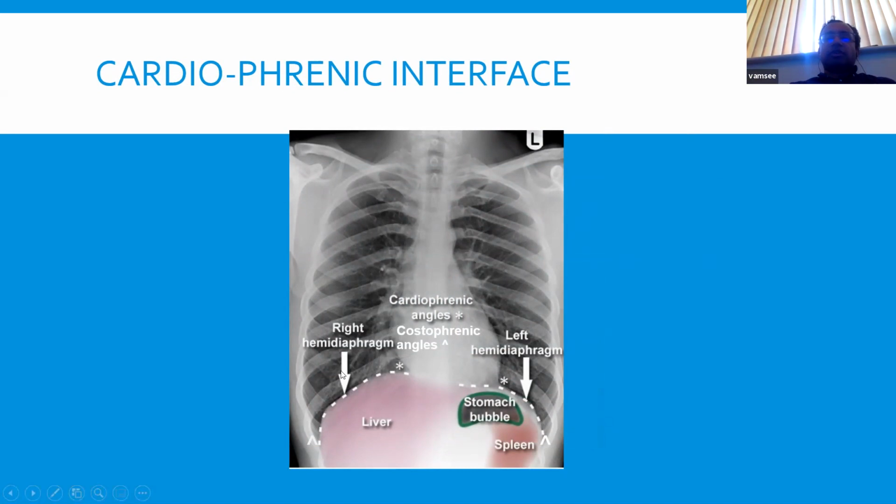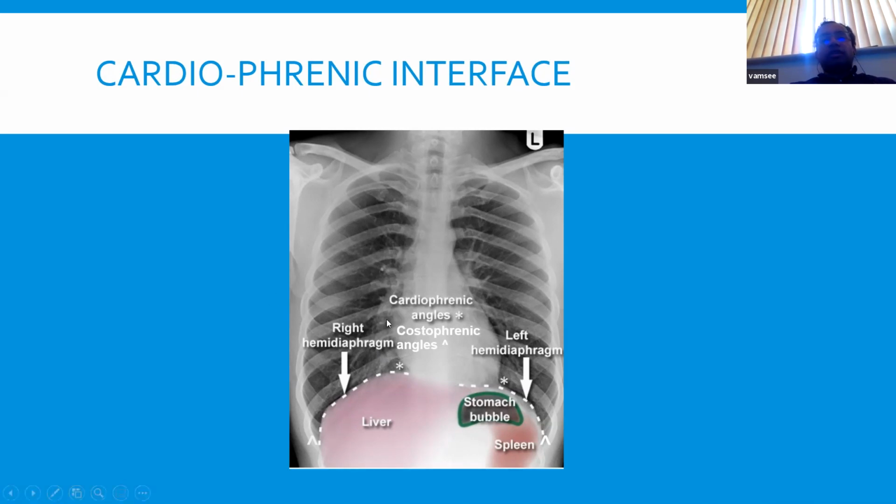Again, some basic anatomy. You've got the right hemidiaphragm, the left hemidiaphragm. The right hemidiaphragm is superior generally compared to the left hemidiaphragm. That's because of the fact that you've got this big organ underneath, which is of course the liver, that's pushing it superiorly. You've got the two sets of angles where the diaphragm interacts with the mediastinum and the peripheries.